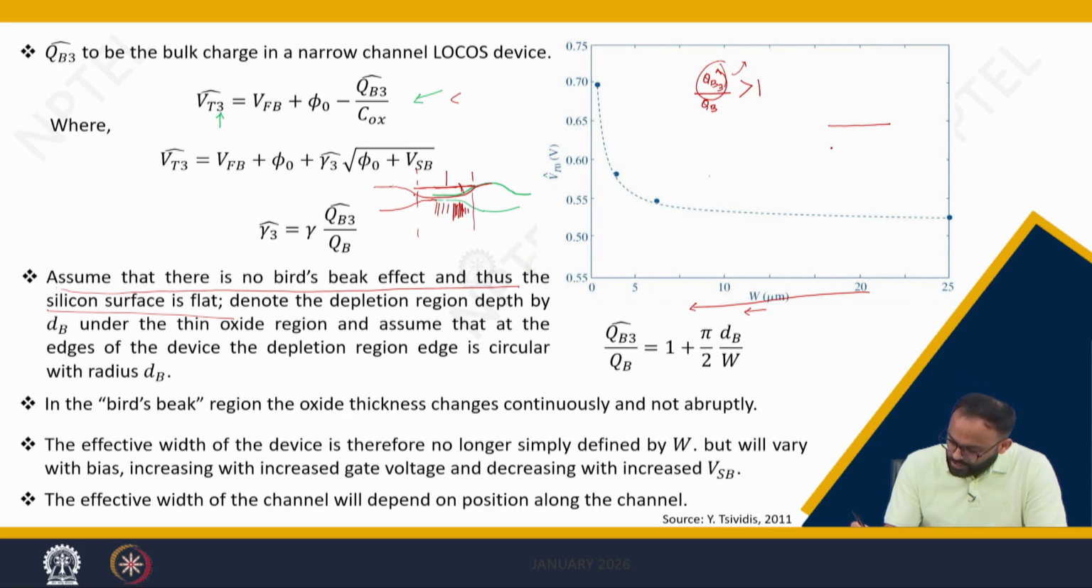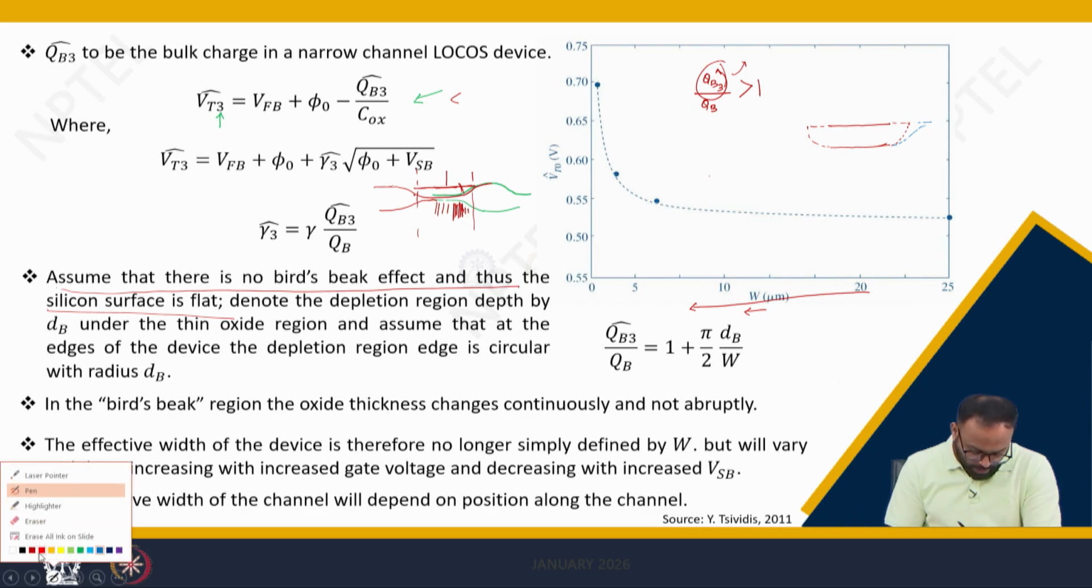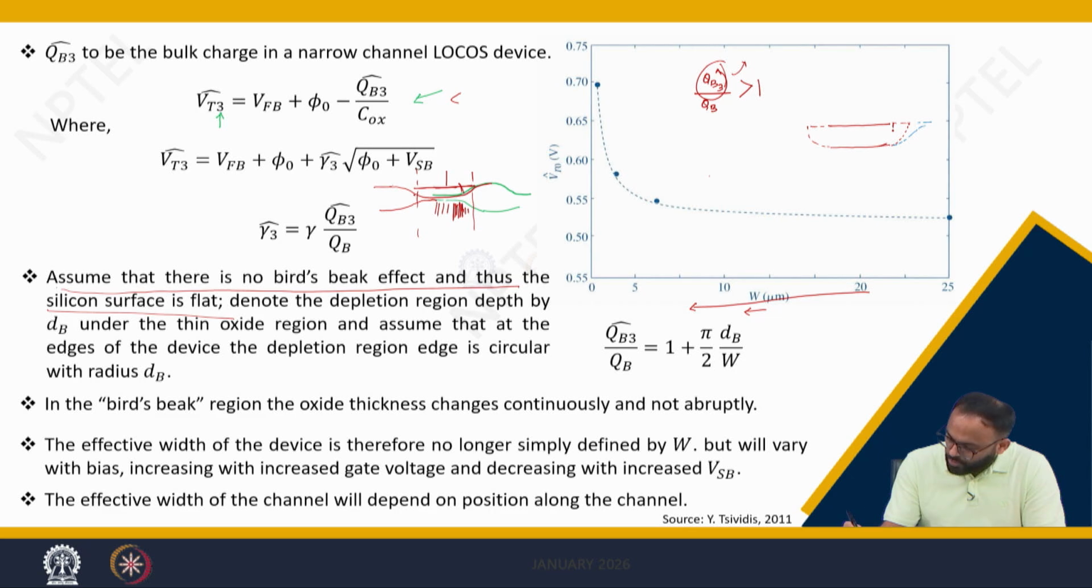Now the next is, instead of making a bird's beak, we are just making a small circle here. This is an ideal picture. Practically you can relate it as a bird's beak like this. Again you can find a bird's beak structure coming up. So we are talking only about this red part, and we will calculate what is the total QB3.